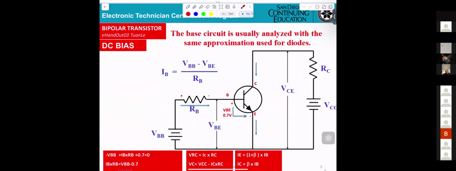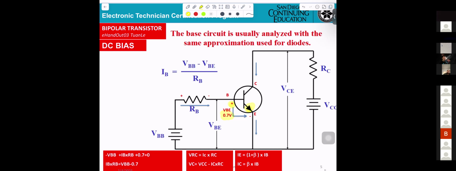Now, this is an NPN. Basically, you get one power supply VBB, another one VCC. You get RB, you get RC here. Now, you can see you get a current flow here coming in. Only thing is, this is a diode, and the voltage from the base to the emitter will be 0.7 volt.